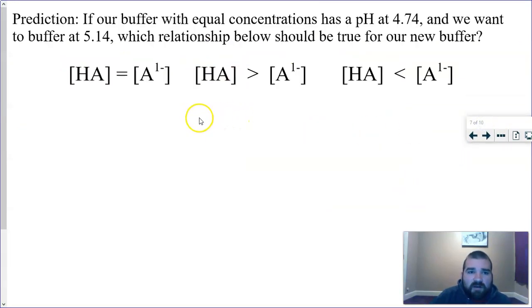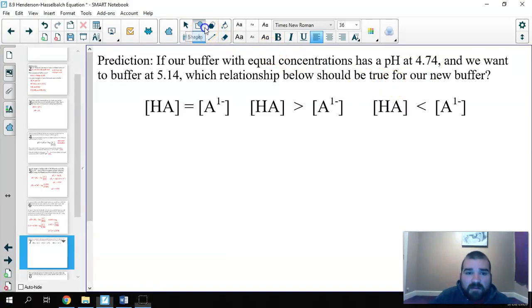So, prediction: if our buffer with equal concentrations has a pH of 4.74, and we want a buffer of 5.14, which relationship below should be true for our new buffer? Should we have equal acid and base? Should we have more acid than base? Or should we have more base than acid? Well, when they were equal, it's 4.74, and when we're more basic than that, meaning the number has gotten bigger, we absolutely should have more base than acid.